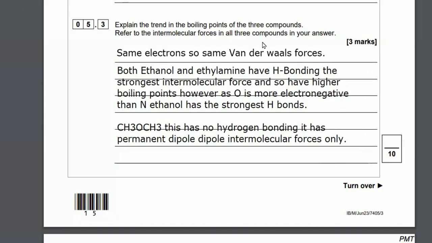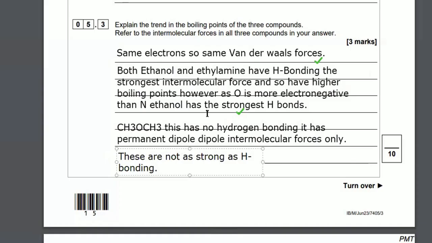I would say the marks here are for pointing out that ethanol and ethylamine both have H bonding, pointing out that ethanol has the strongest hydrogen bonding, and then saying that CH3OCH3 only has permanent dipole-dipole intermolecular forces. And I probably should say these are not as strong as hydrogen bonding, which explains why they're more easily overcome and hence the lower boiling point.